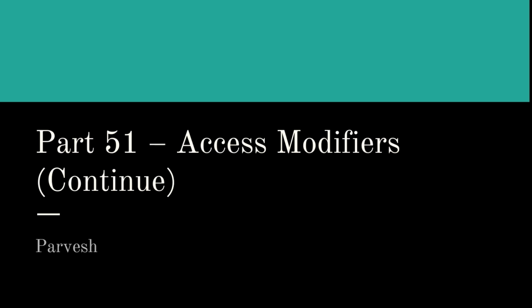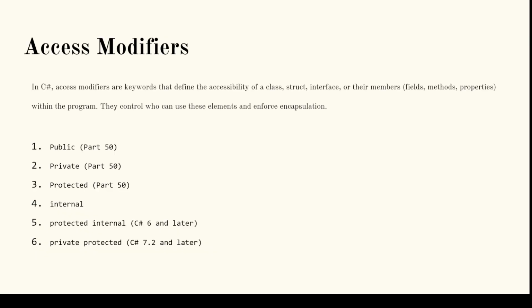In this video, we will continue our discussion on access modifiers. In the last video, we have seen three access modifiers which were public, private and protected. In this video, we will see how protected internal and private protected will work.